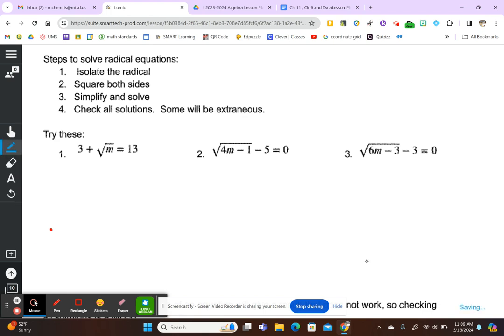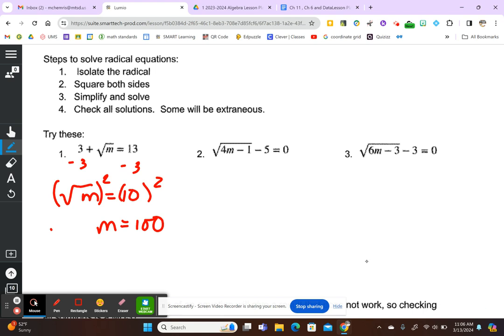So for number 1, I subtract 3 from both sides. I get the square root of m equals 10. Square both sides. M equals 100. Check it back in. Is 3 plus the square root of 100 equal to 13? Yes, it is. It works.